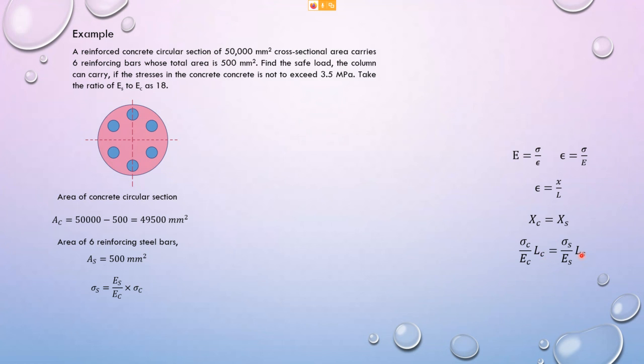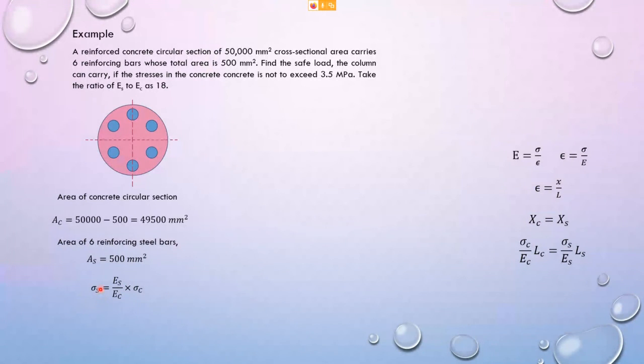So usually we practice the same length, but the deformation for parallel bar is standard here. Okay, so if the lengths are the same, you strike it off. You get sigma S over ES equals sigma C over EC. So changing sigma S to be the subject, then you will have this equation here.